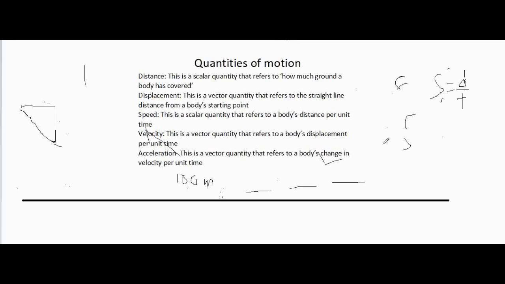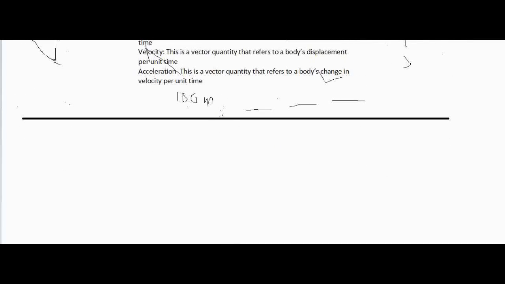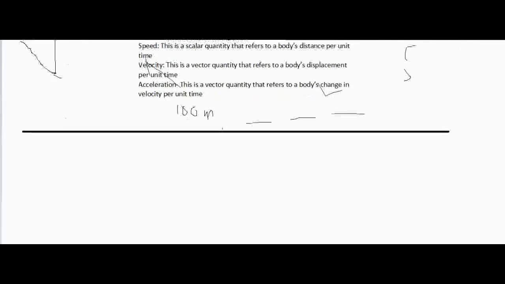Acceleration. This is a vector quantity that refers to a body's change in velocity per unit time. So in other words, acceleration, we'll call it a, is equal to final velocity, represented by v, minus initial velocity, all over time. And this is for uniform acceleration. This right here is a very important equation that you need to know.